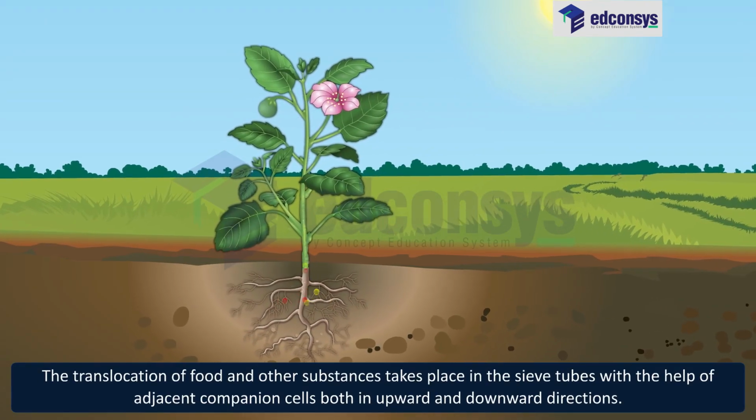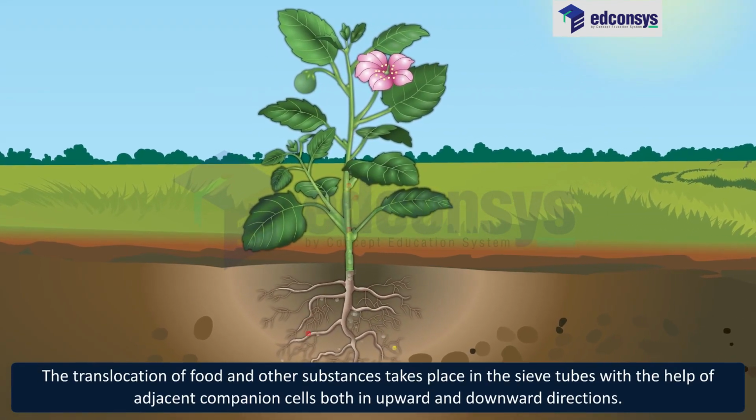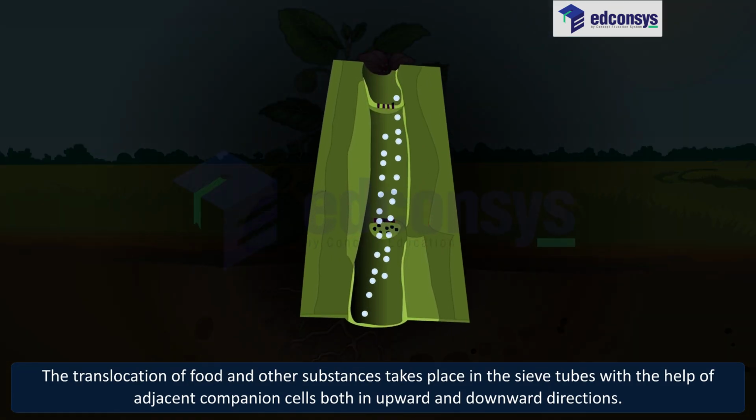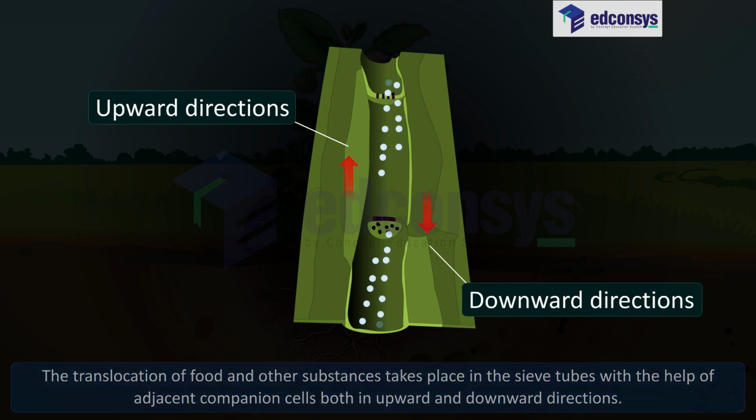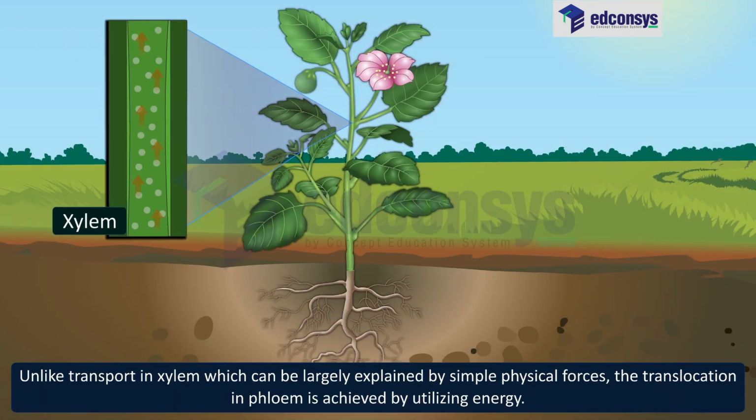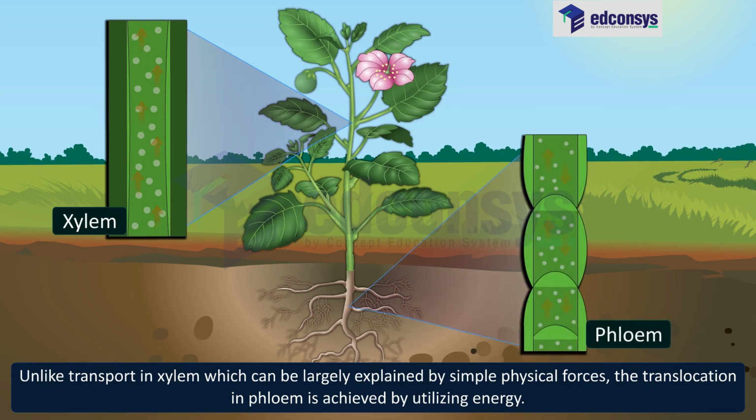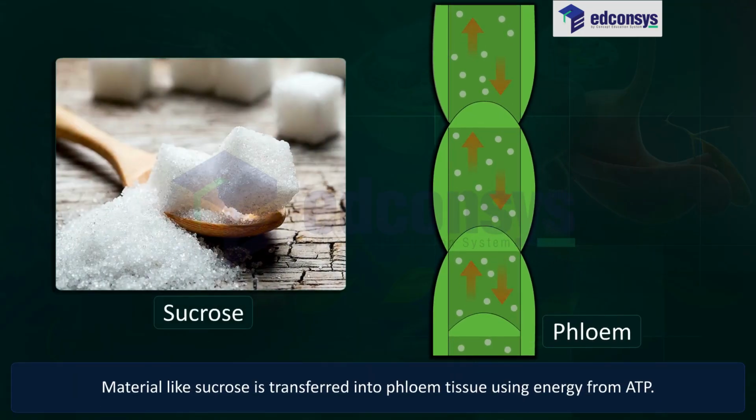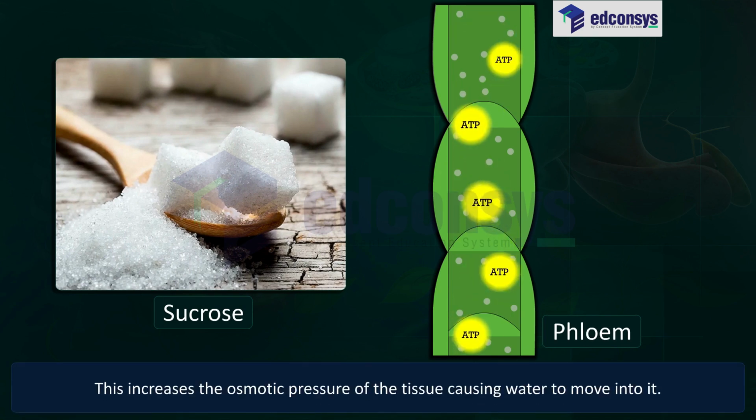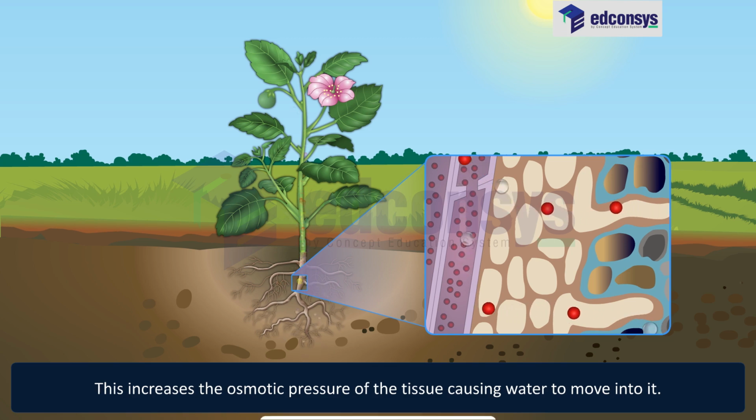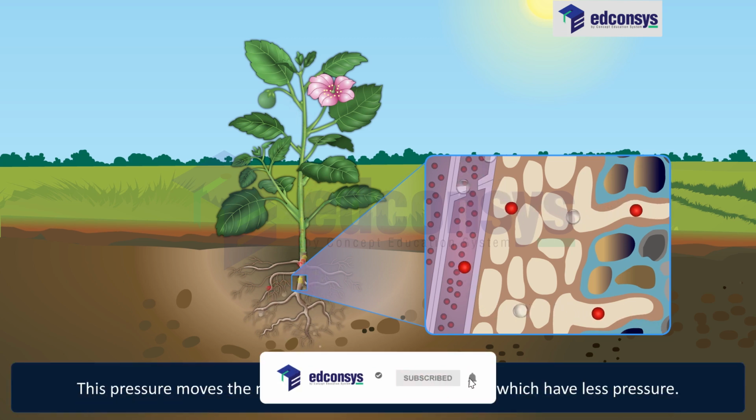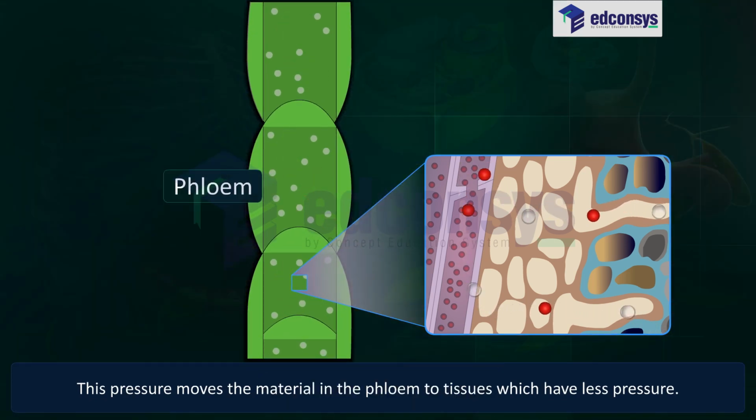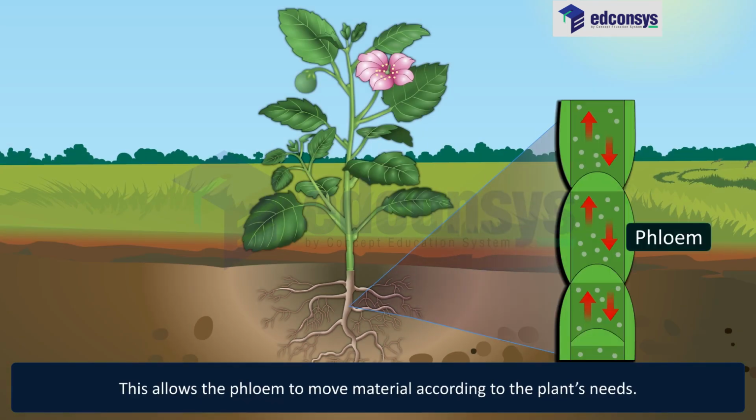The translocation of food and other substances takes place in the sieve tubes with the help of adjacent companion cells, both in upward and downward directions. Unlike transport in xylem, which can be largely explained by simple physical forces, the translocation in phloem is achieved by utilizing energy. Material like sucrose is transferred into phloem tissue using energy from ATP. This increases the osmotic pressure of the tissue, causing water to move into it. This pressure moves the material in the phloem to tissues which have less pressure. This allows the phloem to move material according to the plant's need.